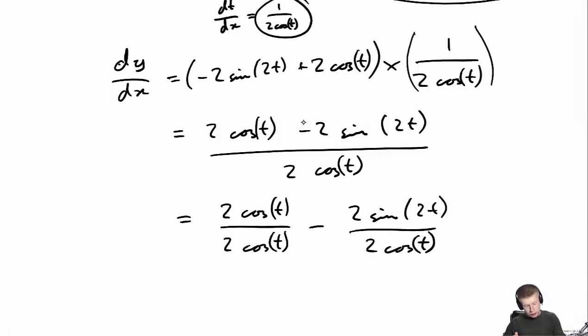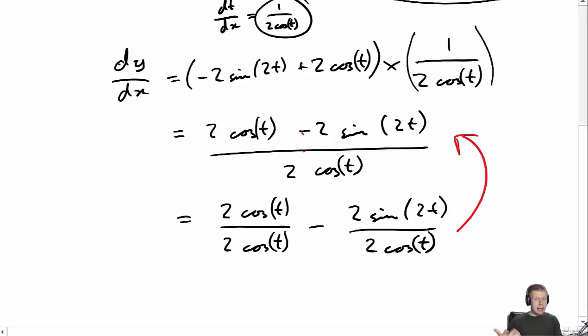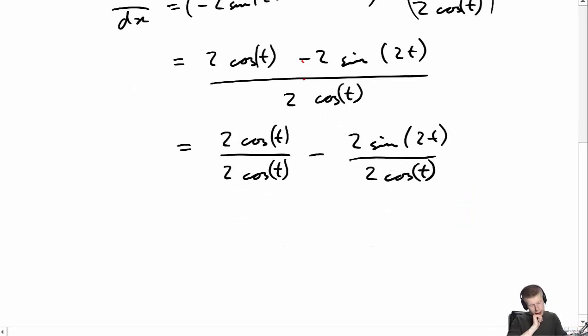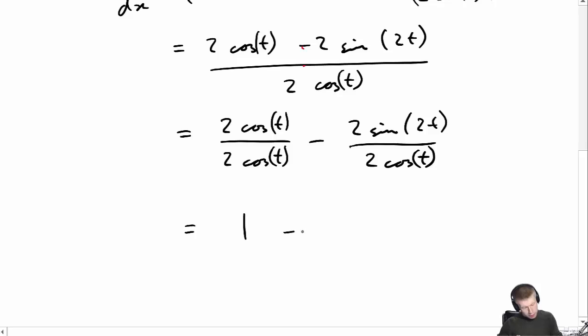So all I've basically done there is separated the fraction up, and of course the denominator goes on the base of both fractions. Because if you now subtract these 2 fractions, you'll obviously get back to here. Let's have a look at this then. Well, this here is just basically 1. I've got the same numerator, I've got the same denominator, so this is just 1. So I've got 1 minus 2 sine 2t over 2 cos t.